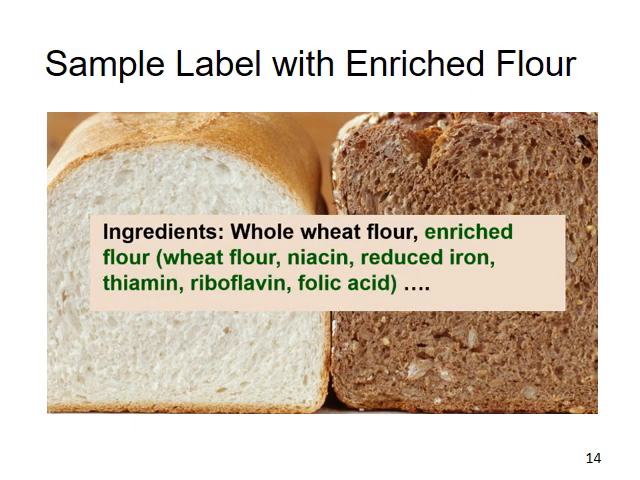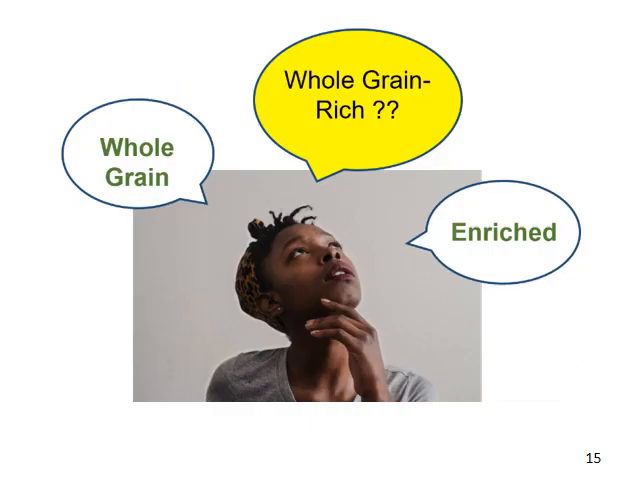This slide shows an example of an ingredient statement for bread that contains enriched flour. You can tell it is enriched because it states enriched and lists the 5 enriched nutrients in parentheses. Now we are ready to tackle the biggest term, whole grain rich. Let's remember why this term is important by reviewing an earlier slide.